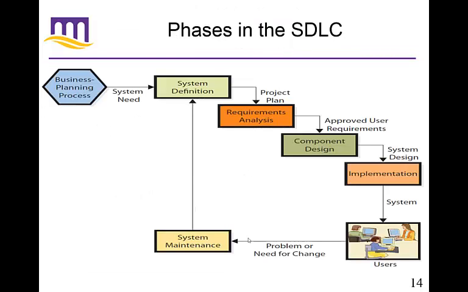Now, the traditional systems development life cycle, we used to call it the waterfall approach, which basically means, if you can see, it's like a series of waterfalls. So you finish one, then it falls down to the next one. Finish systems definition, then it goes to the requirements analysis. Once that's done, it waterfalls down to the component design, and after component design is done, it waterfalls down to the implementation, and so on. So you have a finished system, and then users start using it. If there's a problem or changes, it goes into system maintenance mode, and changes are made if necessary.